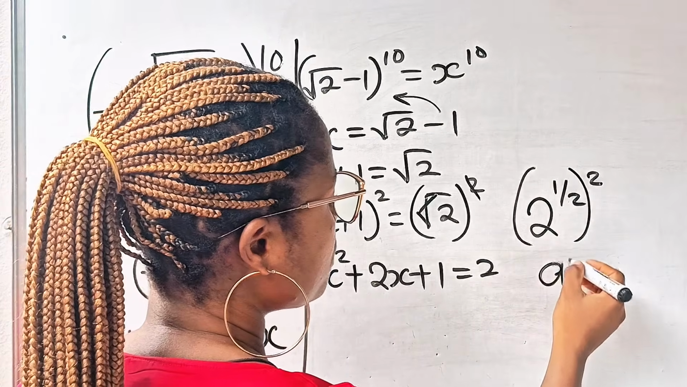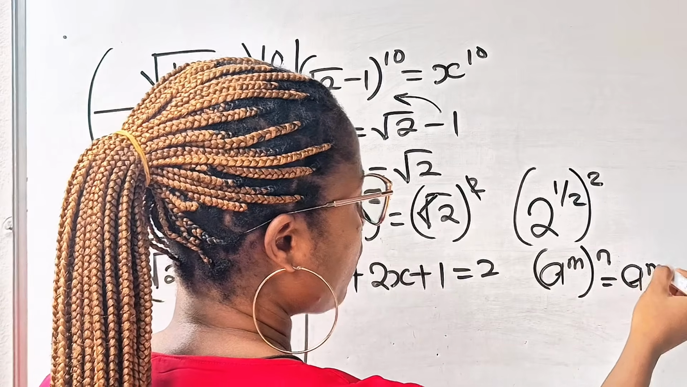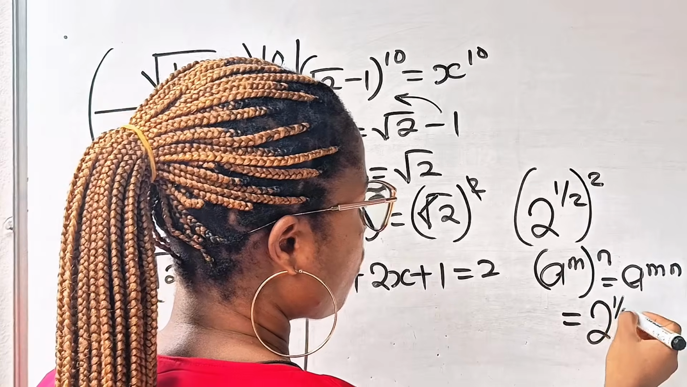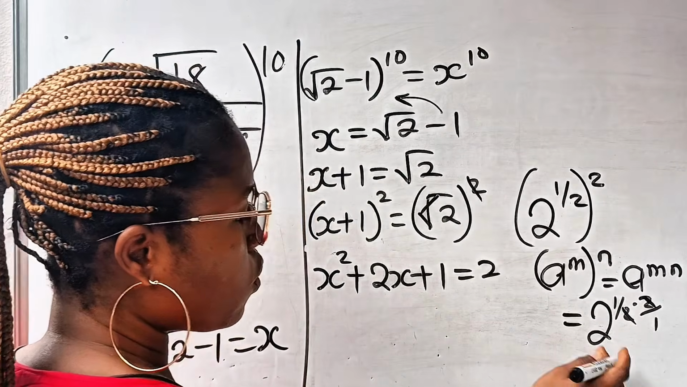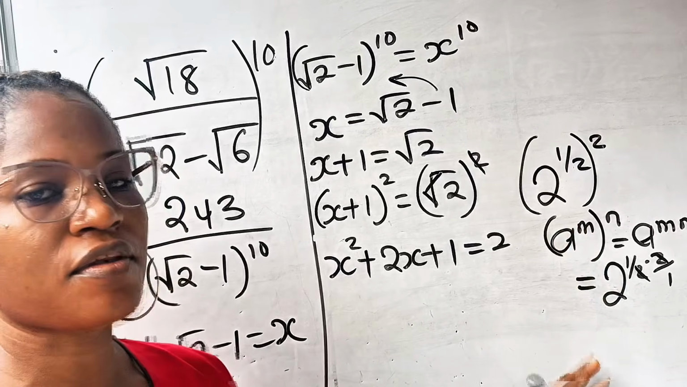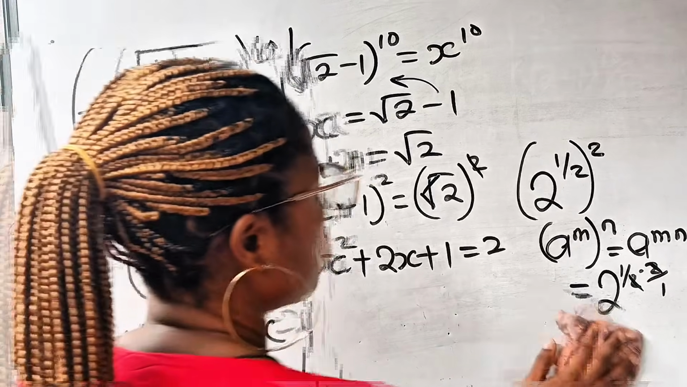And when you have a to the power of m raised to the power of n, this is equal to a to the power of m times n. So that means this is the same thing as 2 to the power of half multiplied by 2 over 1. So you can see that this and this will cancel, and you are left with just 2. I always skip this because I feel it's wasting our time. All right.